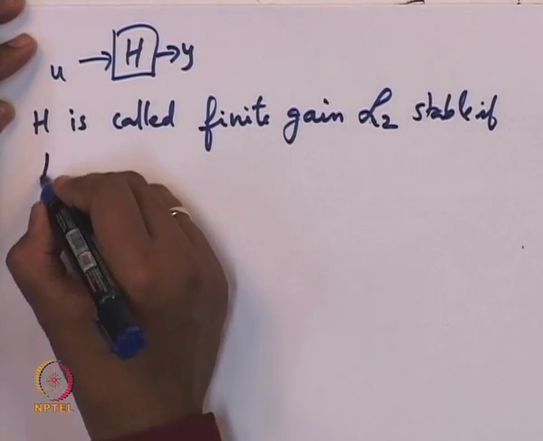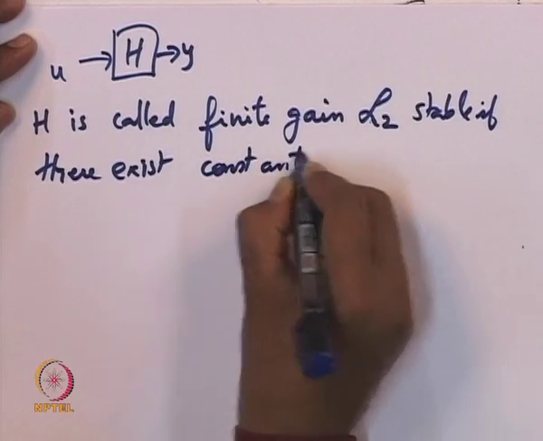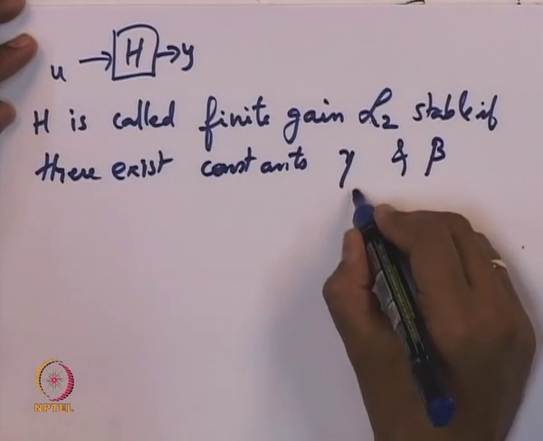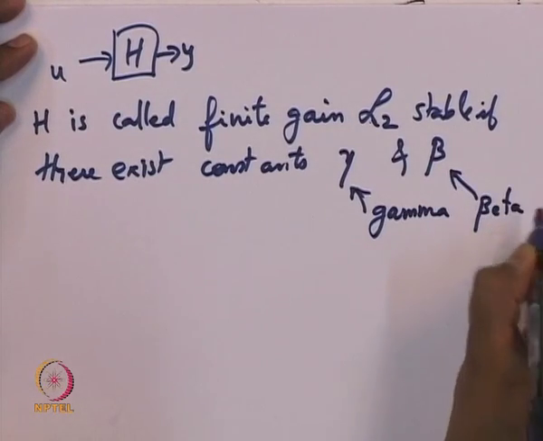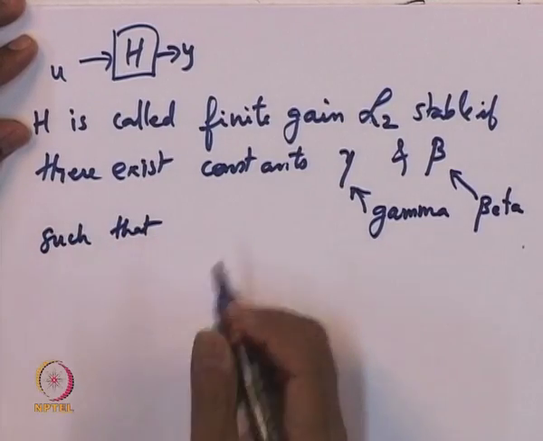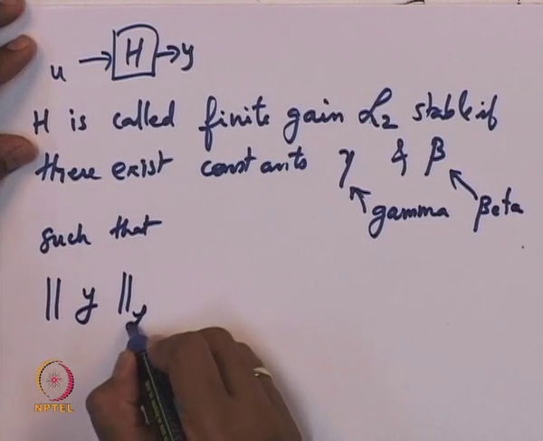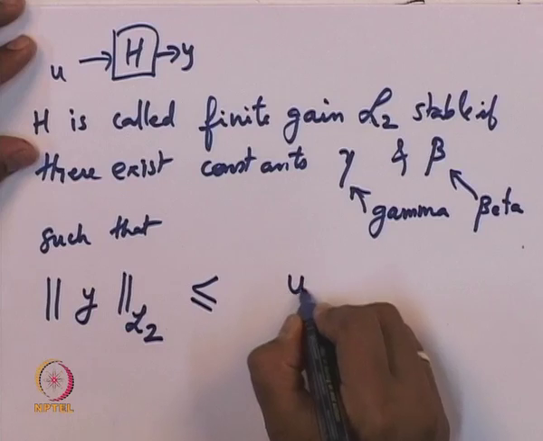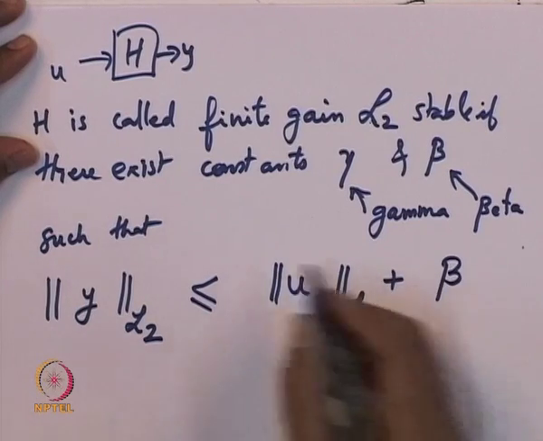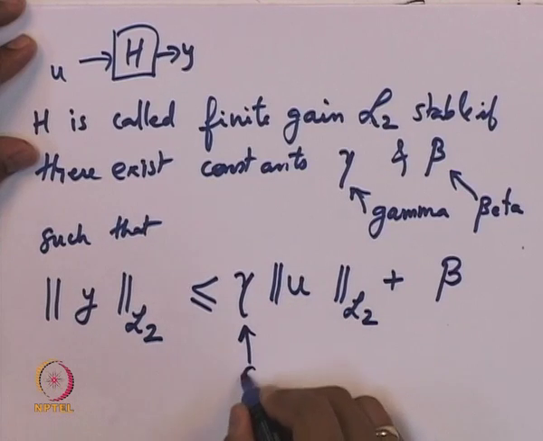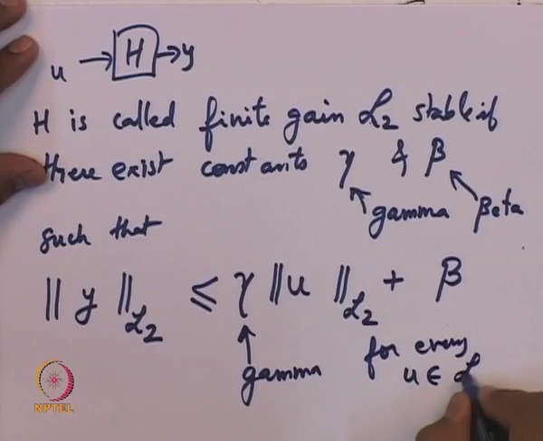if there exist constants gamma and beta, so this one is not y but gamma, and this one is beta, such that what inequality is satisfied? The norm of Y chopped at tau is less than or equal to gamma times the norm of U chopped at tau, plus beta. The inequality that I am writing now is not yet correct. We will correct it very soon. This one is gamma, for every U in L2E.